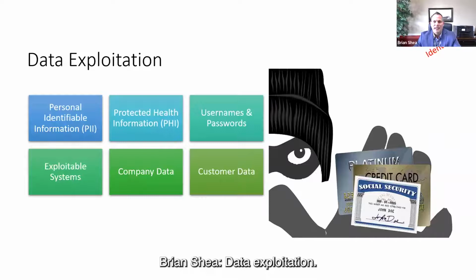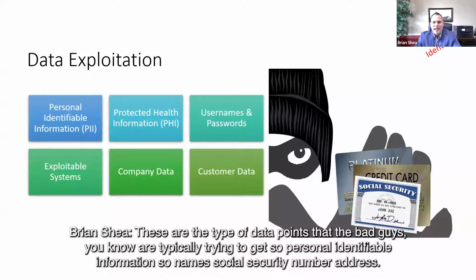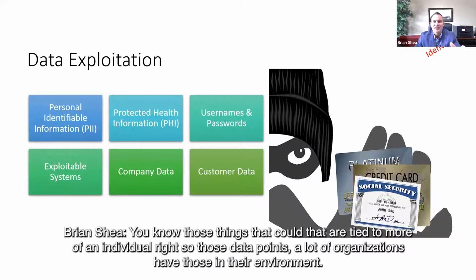So data exploitation. These are the type of data points that the bad guys are typically trying to get. Personal identifiable information: name, social security number, address, those things that are tied to more of an individual, right? A lot of organizations have those data points in their environment.